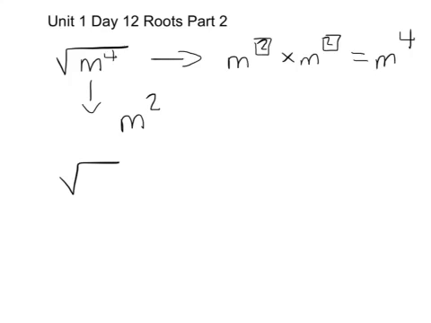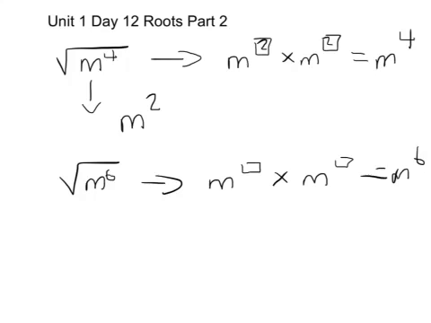If I were doing the square root of m^6, you would think, okay, what times itself would make m^6? And the answer would have to be 3, because 3 plus 3 would be 6, so the square root of m^6 would be m^3. So try these examples for yourself and see if you can figure out what the answers are. Pause this and do them yourself.